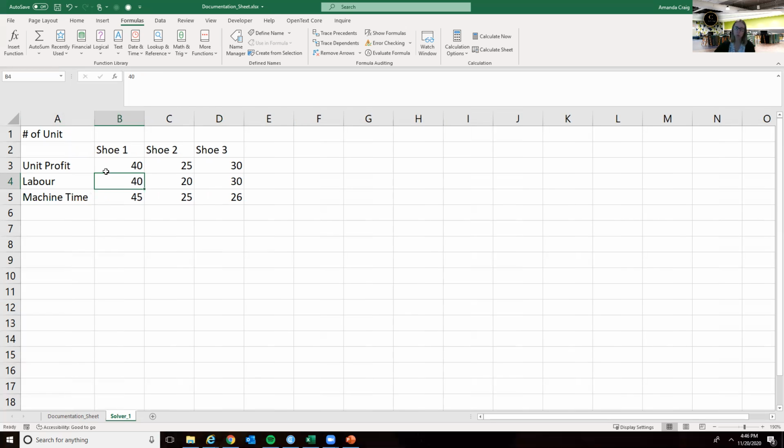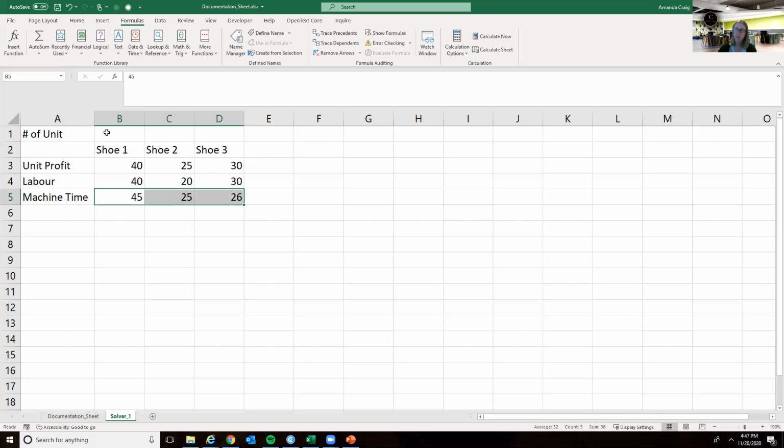So the first thing you're going to want to do is copy the table from the textbook from example 30-8 into your Excel sheet, just like I've done here. So we have our shoe name, shoe 1, shoe 2, shoe 3, and then the amount of profitability per unit, the labor per unit, the machine time per unit.